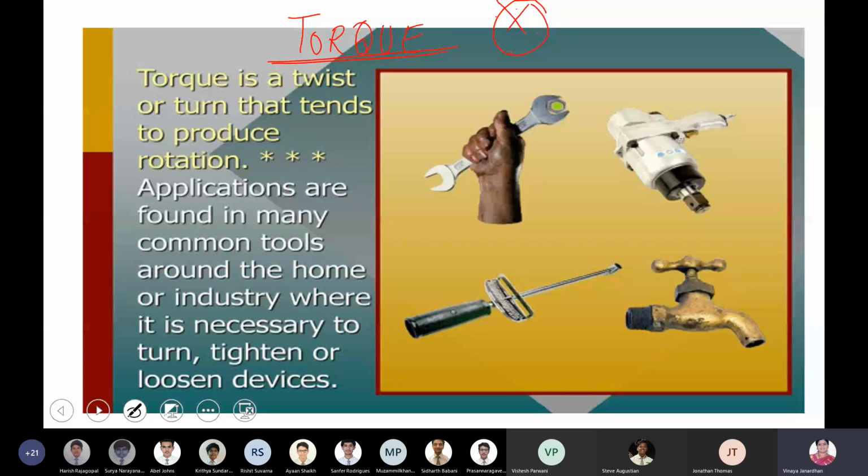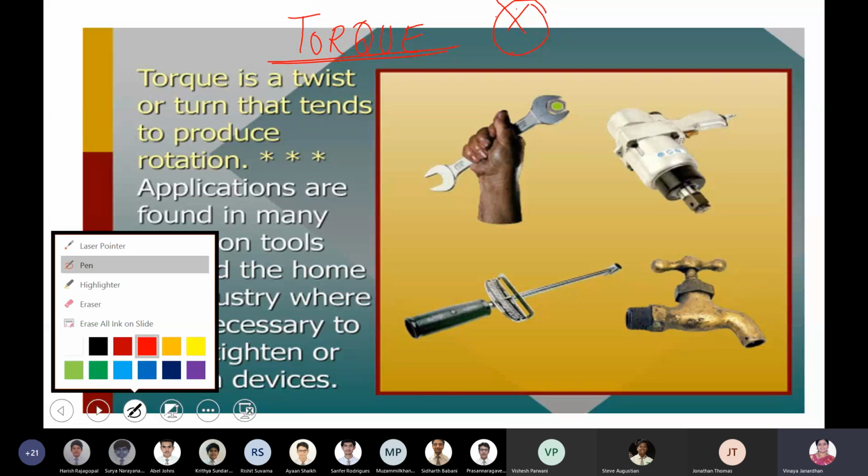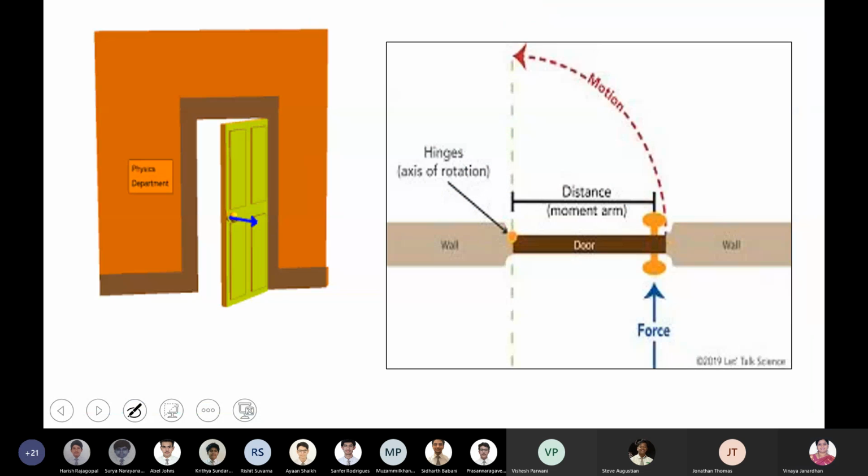So we will find the definition for torque and how to measure a torque, and then we'll go for the vector notation of torque. Now, the simplest example of torque is how to measure your torque. Your aim is to understand what is torque. Torque is nothing but a force that causes the rotational motion.